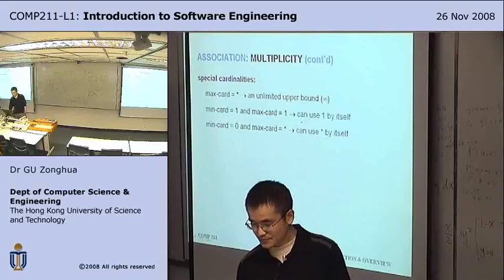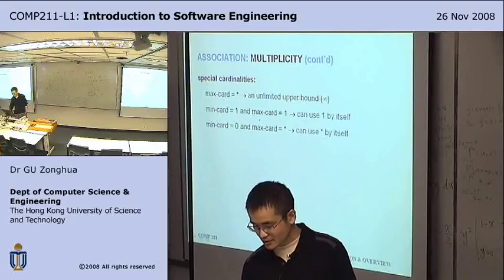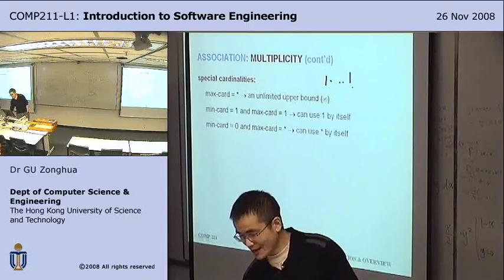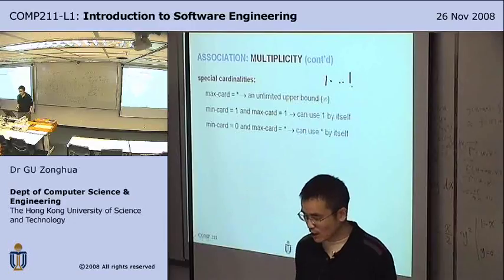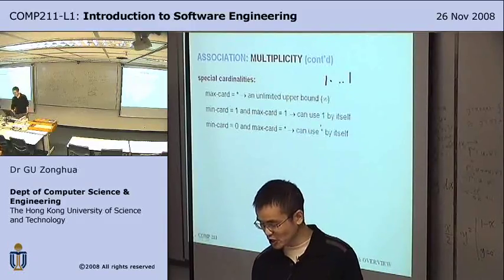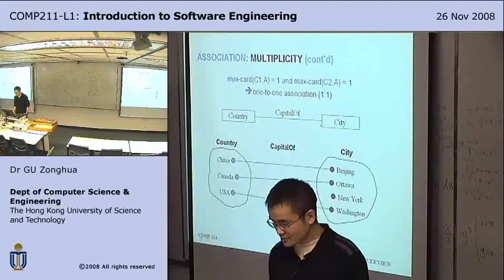So star means unlimited. So if it's 1...1, you can use the abbreviation of 1. 0... can be abbreviated as a single star.